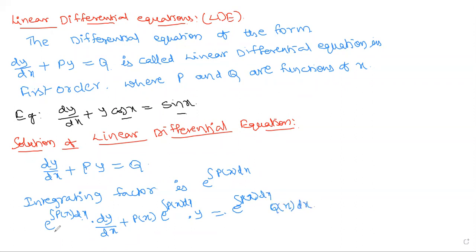If you see the left side, here we have the value in the form of uv. e power integral p of x is constant, differentiation of y is dy by dx, plus e power integral p of x differentiation is e power integral p of x, and the differentiation of integral p of x dx cancels, we get p of x. So we can write d by dx of e power integral p of x dx into y is equals to q of x into e power integral p of x dx.